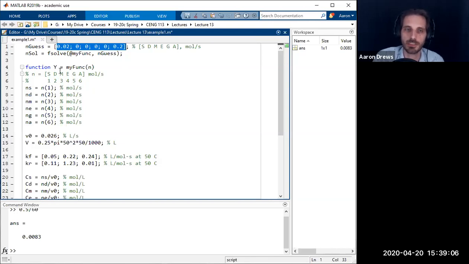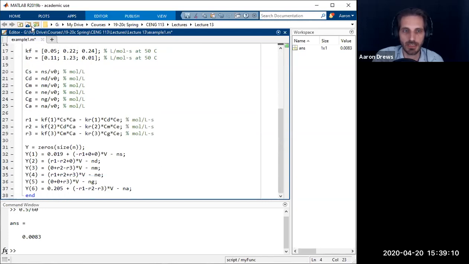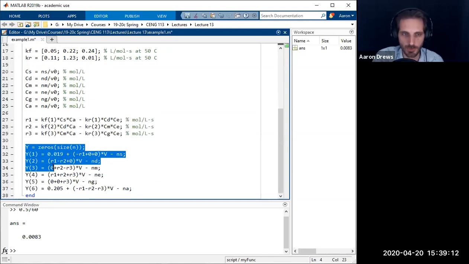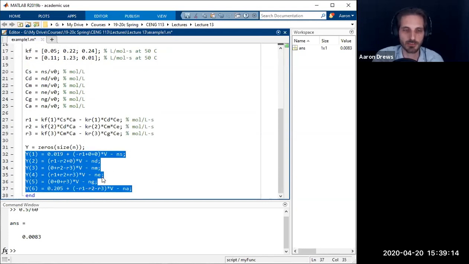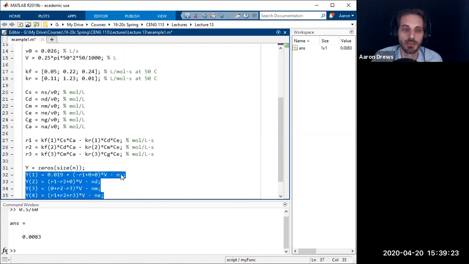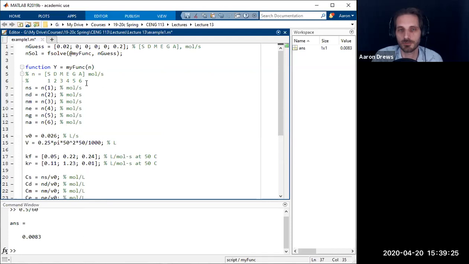How do I know I got the right answer? Well, if I take those guesses and feed them to my function, and I do all these calculations, and I end up with this y parameter down here having zeros everywhere, then I've solved it. If I didn't guess correctly, then I won't get all zeros everywhere, and I need to go back and do another guess. But that's the thing that fsolve is doing for us. It's just we have to get it started, right?